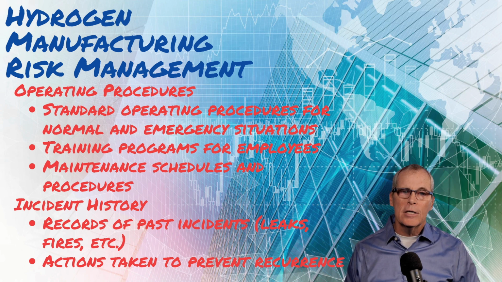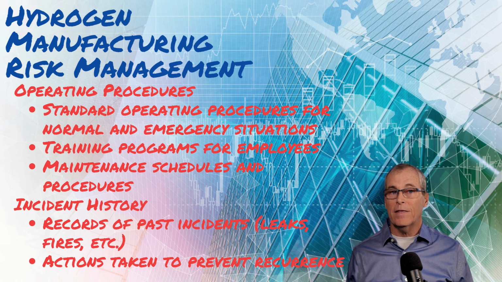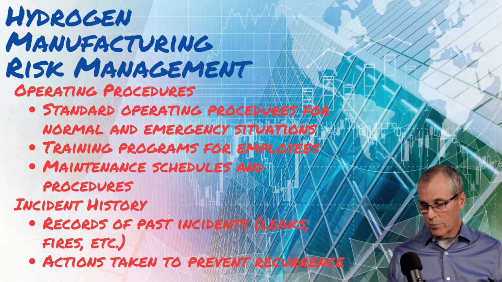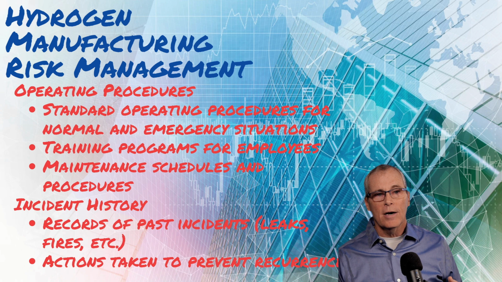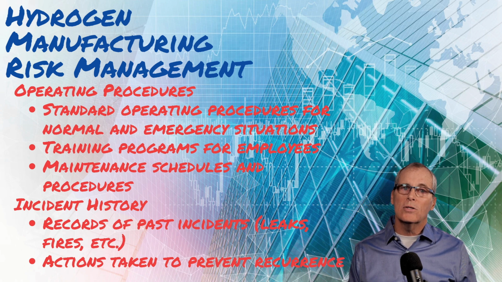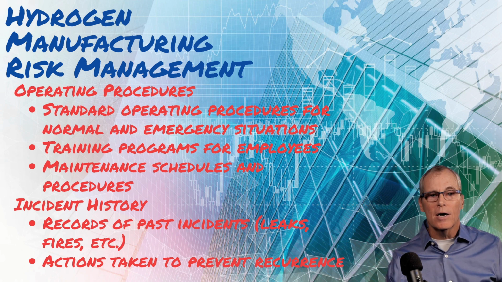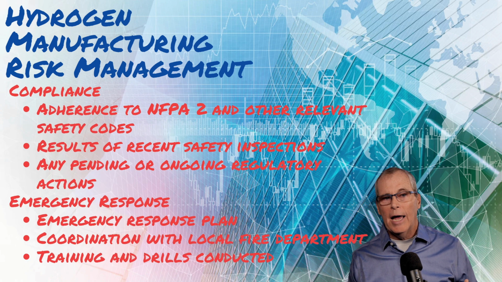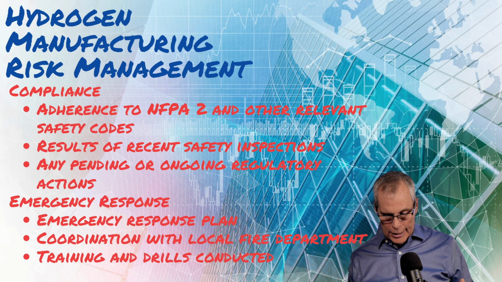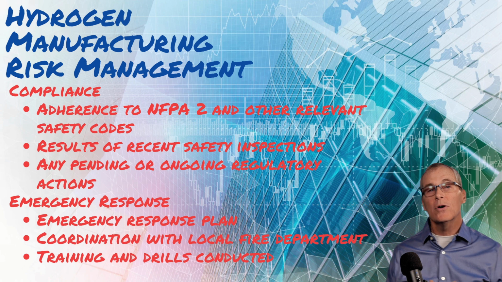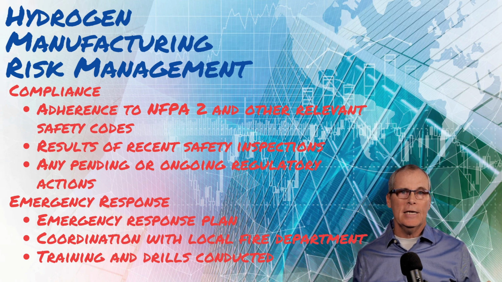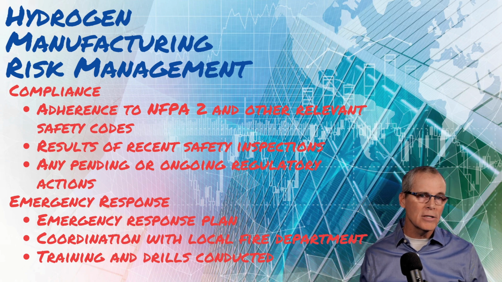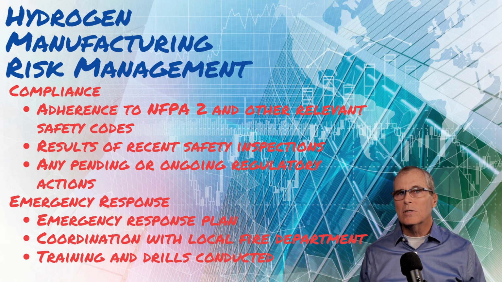Then we're going to look at incident history. We're going to see, has anything occurred? What did they learn? What have they done to prevent recurrence? And this is basically the bottom line of what you're going to have in an inspection report. And a lot of it's familiar to you. You've probably seen this in reports for chemical processes. But let's dig a little bit deeper.